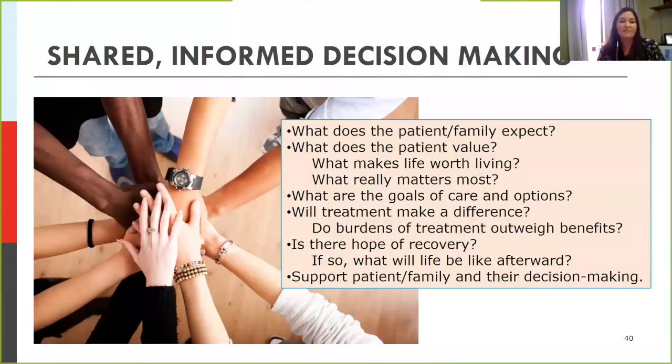Where are our patients and families focused in terms of goals of care and options? Talking about treatment, what that actually looks like, what the burdens are versus the benefits, the hope of recovery, what life will look like afterwards, whether that's surgery or treatment, et cetera. And being able to educate about options for families and patients. And then ultimately supporting patients and families in their decision-making process, recognizing that it's not about what we think is best all the time, as hard as that is. It's really about what they think is best, and supporting them in being able to make an independent and informed decision.